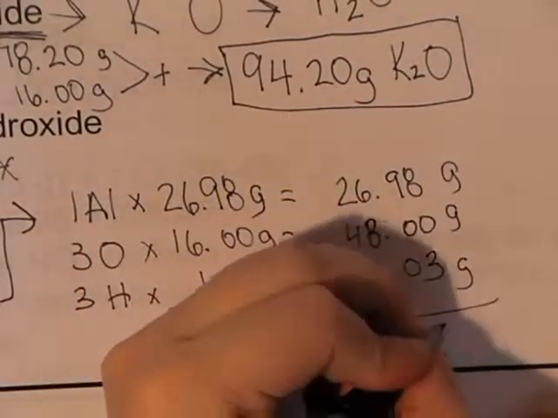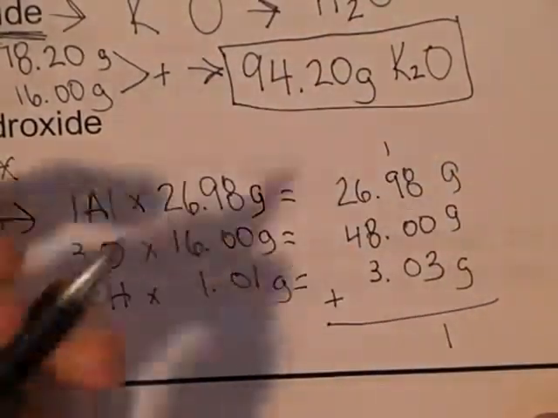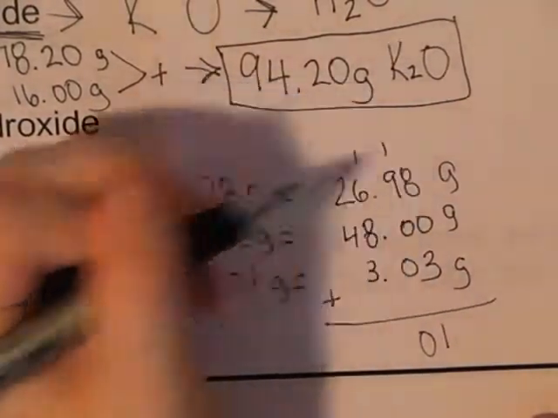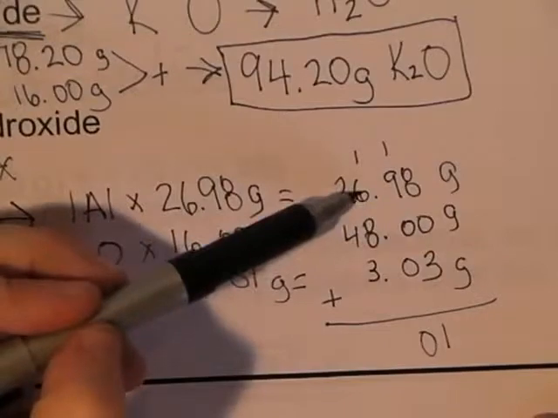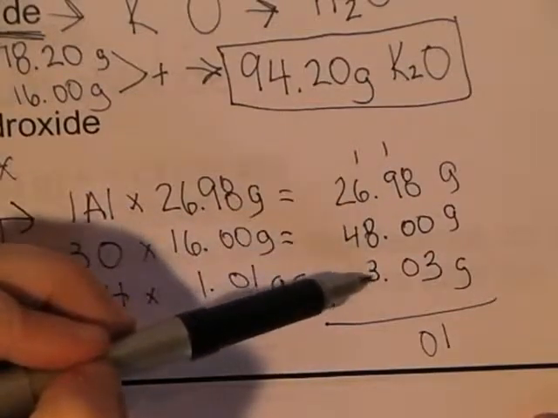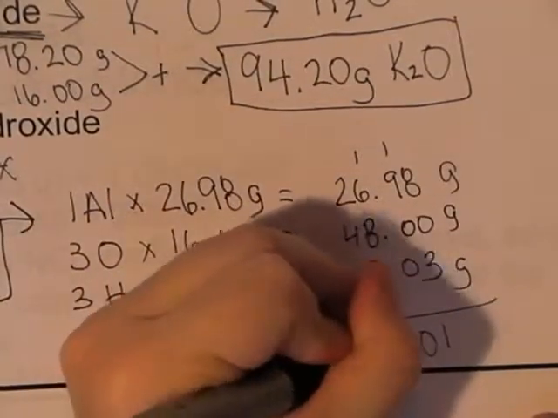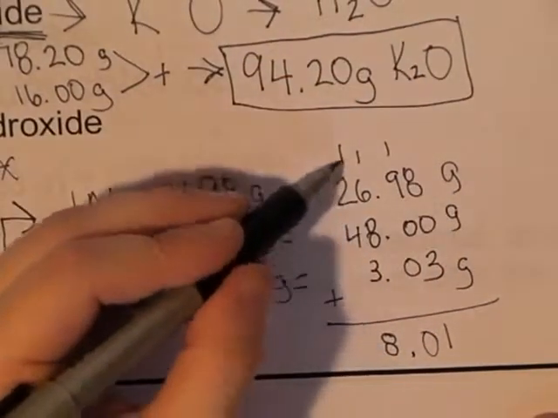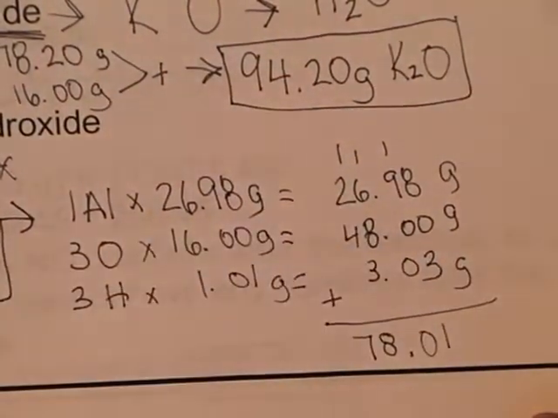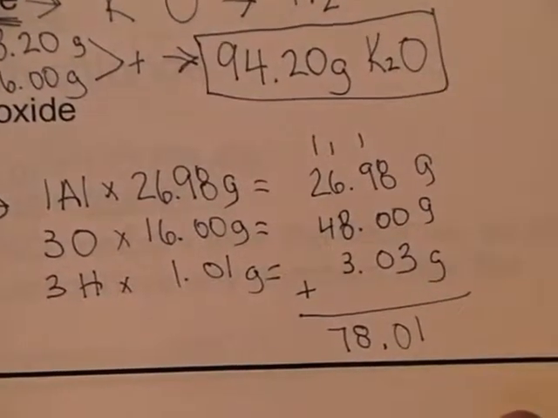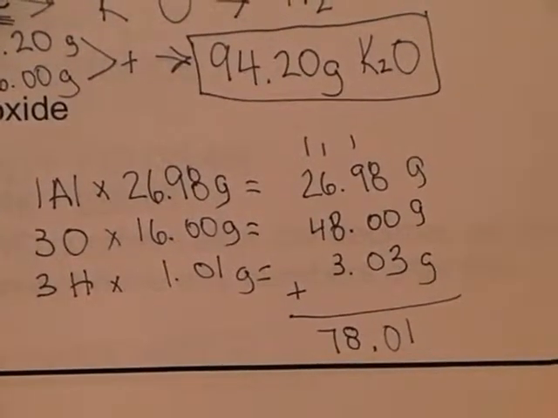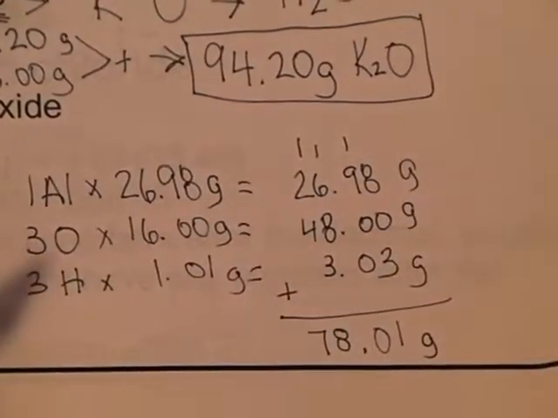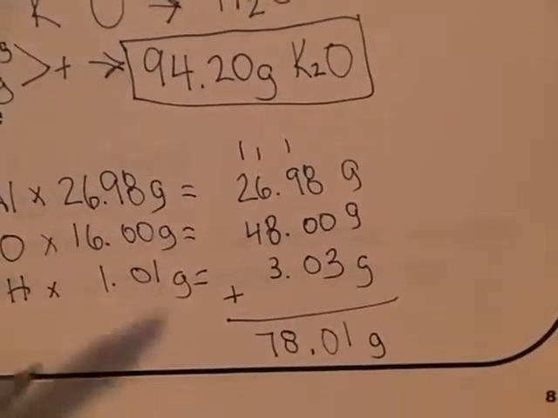So 8, 0, and 3 is 11. Carry your 1. 1, 9, 0, and 0 is 10. Carry your 1. You got 14, 15, 16, 17, 18. So put your 8, carry your 1, and then 6, 7. Obviously, you'll have a calculator. You don't have to do this by hand, but it's easier for me to do it on the paper like that. So your final answer is 78.01 grams, and then always include all of the labels.